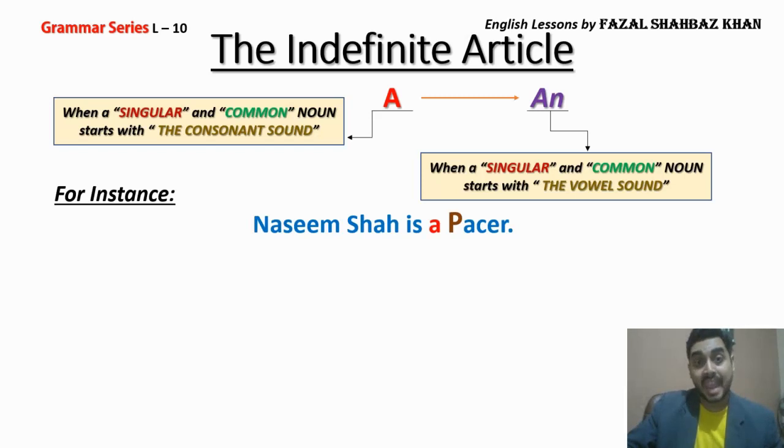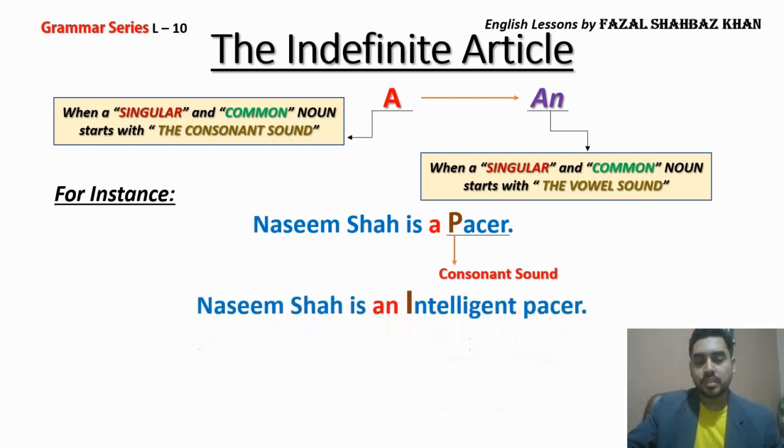Nasim Shah is a pacer. You can never attach "an" because "pacer" begins with a consonant sound, and also with the consonant letter P. Now let me modify the sentence even further. As you can see, it's a consonant sound, because of which I have used only "a" before the sound of "pacer". Now the sentence is, Nasim Shah is an intelligent pacer.